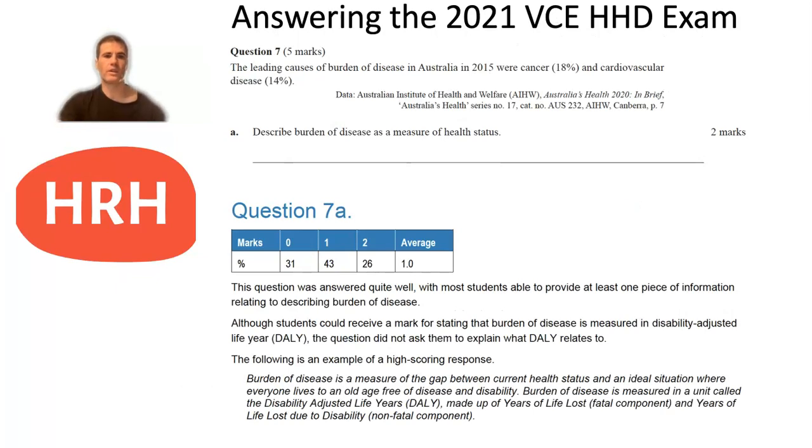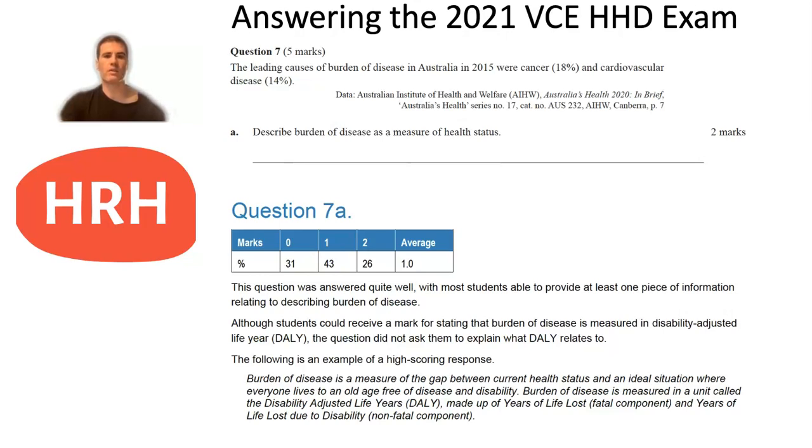You can see here question 7 from the 2021 exam was worth 5 marks, and it started by mentioning that the leading causes of burden of disease in Australia in 2015 were cancer and cardiovascular disease. So for A, for 2 marks, you're asked to describe burden of disease as a measurement of health status.